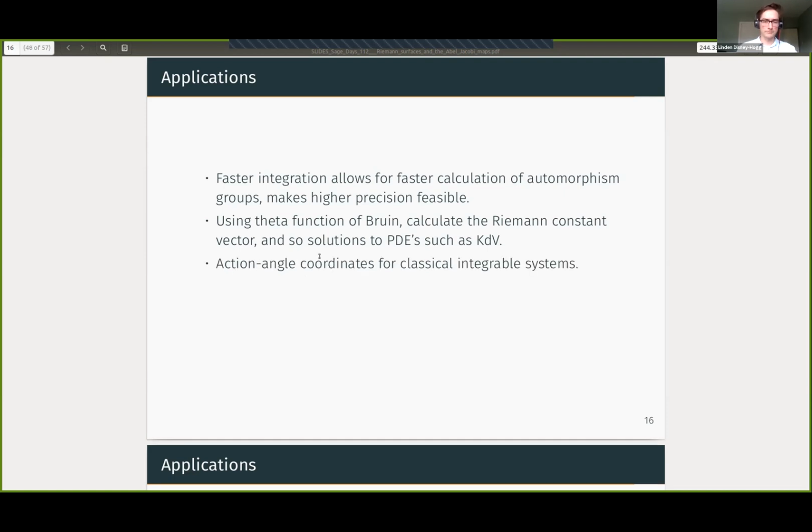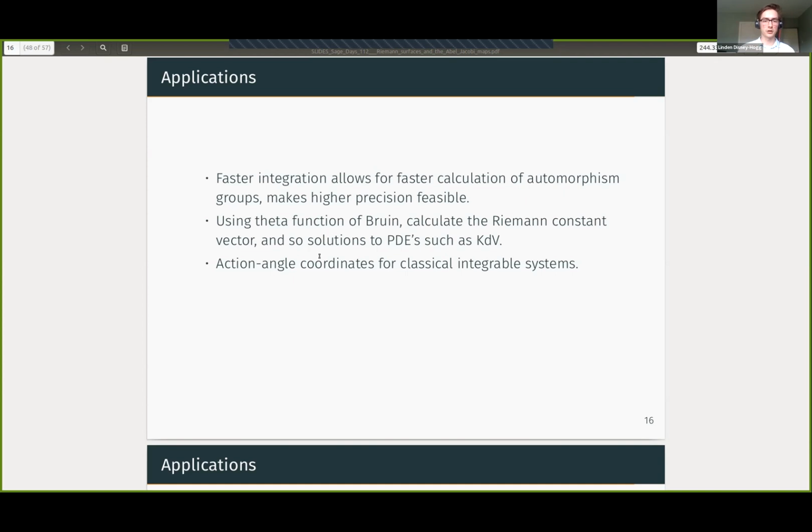On a much lower level, in classical integrable systems, getting actual angle coordinates is really helpful. It's something that we want to do. It allows you to understand that dynamical system in a very concrete sense. And to do that, you just need to do the Abel-Jacobi map. There's no extra tools. You're just doing integrations of differentials.